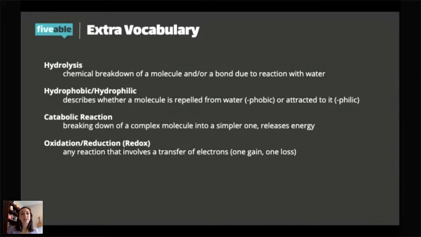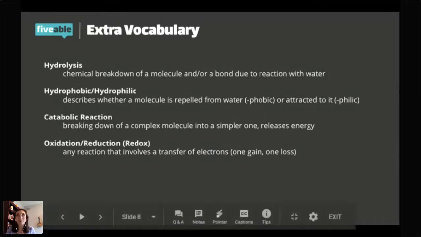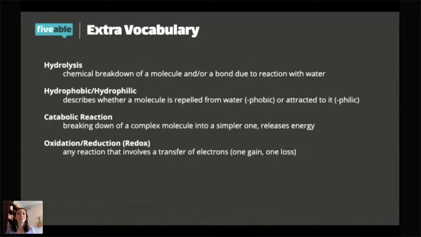And then the last one I included on this slide was oxidation and reduction, or redox reaction. So any reaction that involves a transfer of electrons. One will gain an electron and one will lose an electron. Reduction is when you gain an electron, and oxidation is when you lose. I was just thinking of an anagram that they taught us, and I'm sure I'm correct on that. But that will come up more so in cellular respiration and photosynthesis.